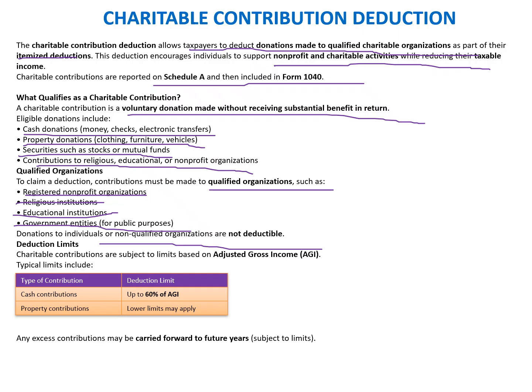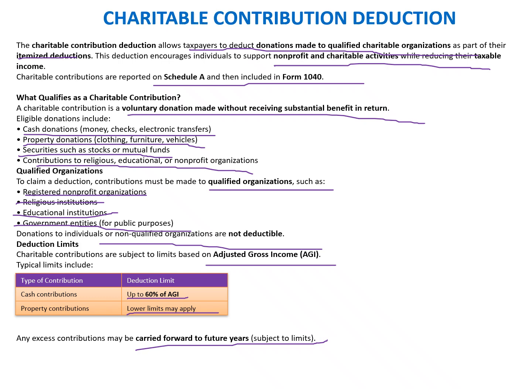Charitable contribution is subject to a limit based on the adjusted gross income. Cash contribution is up to 60% of the AGI. For property contribution, a lower limit may apply. Any excess contribution may be carried forward to future years, subject to the limits. So, these are the itemized deductions that we talked about, and then we have one more, which is a deduction that can be claimed for some benefits on natural disasters, which is again dependent on a case to case basis.